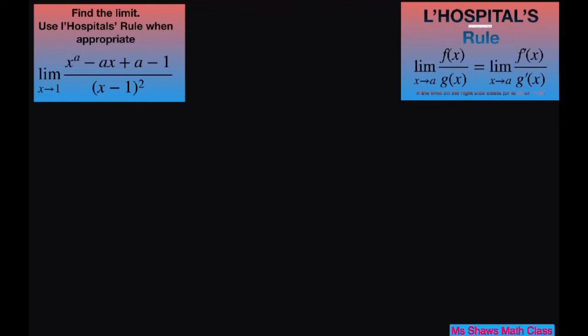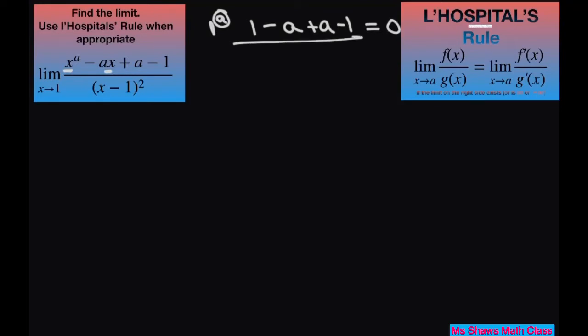I'm going to plug in 1 for my x's here. So we have 1 to the a power. Anytime you have 1 to any power, that's just going to equal 1. Doesn't matter if it's negative a, whatever. It's just going to be 1. So we have 1 minus a times 1 is a plus a minus 1. So that's just going to equal 0.